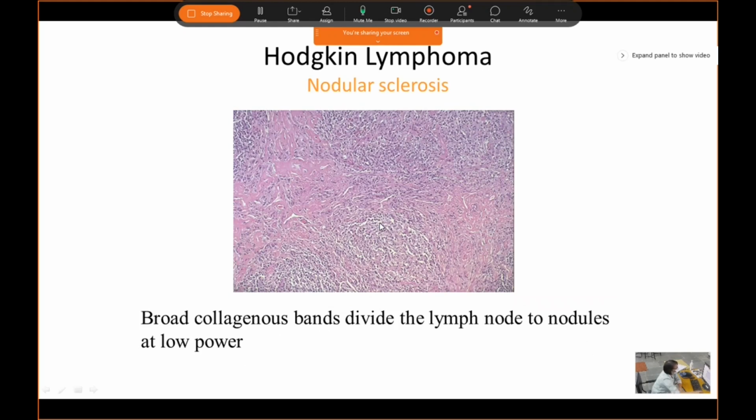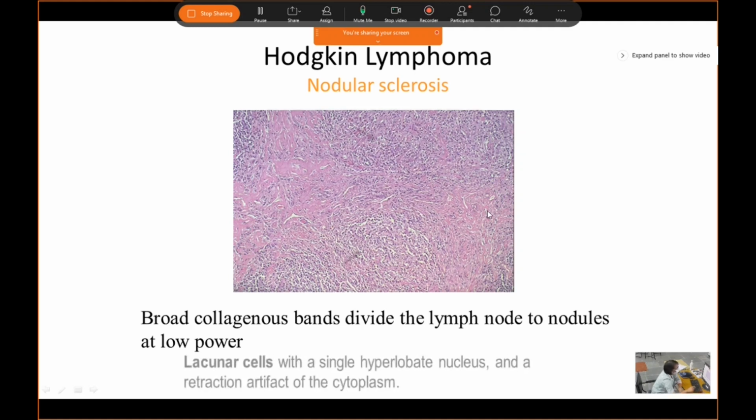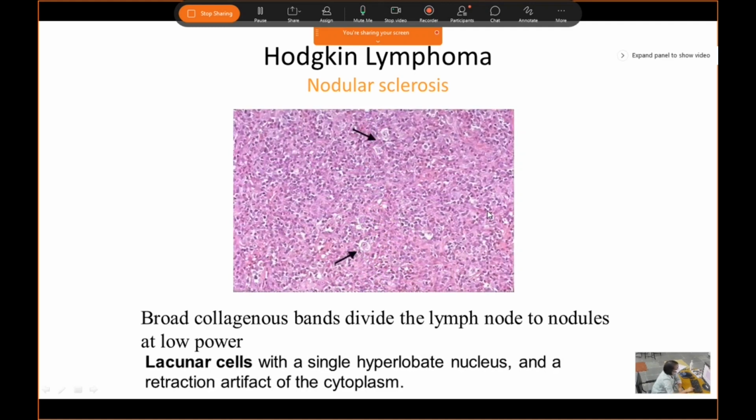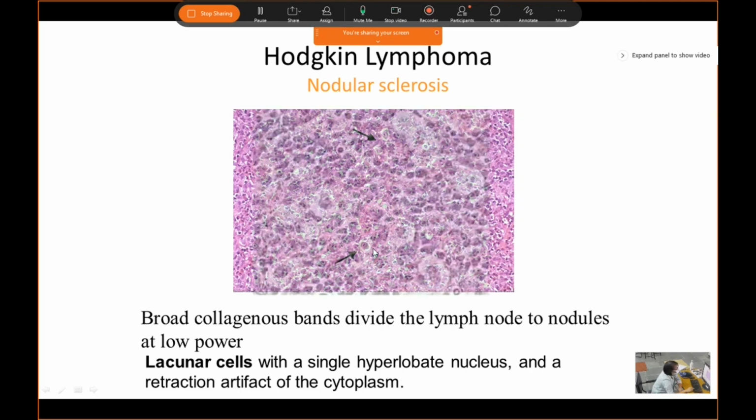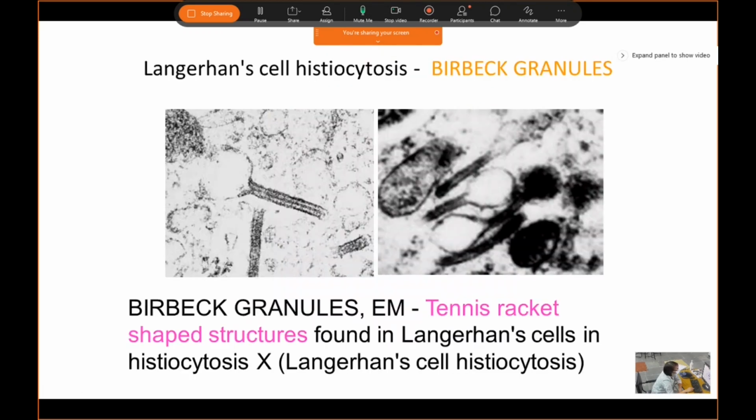Nodular sclerosis is when you get broad bands of collagen also in between the lymph node. And in nodular sclerosis, the Reed-Sternberg cells may be uninucleated. Okay, only one nucleus, but they have a kind of a space around it. That's why they are called lacunar cells. Okay, these are all lacunar cells.